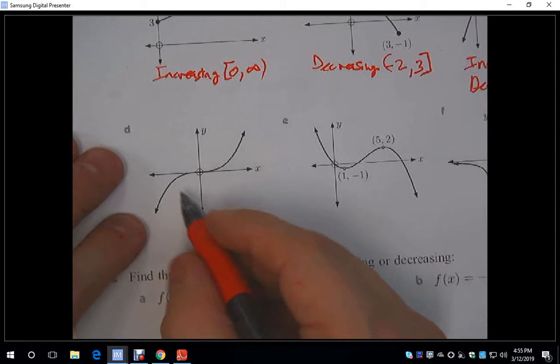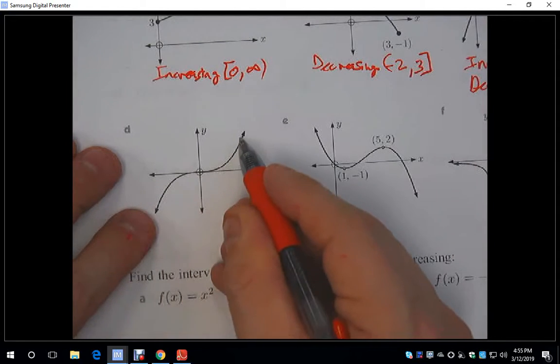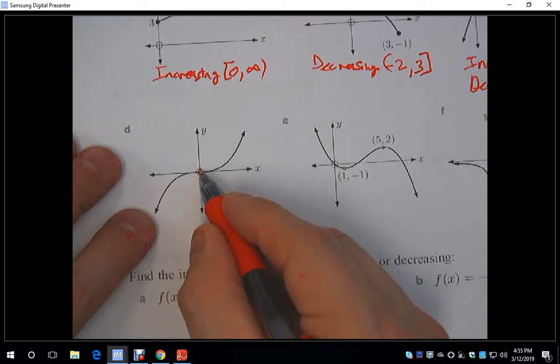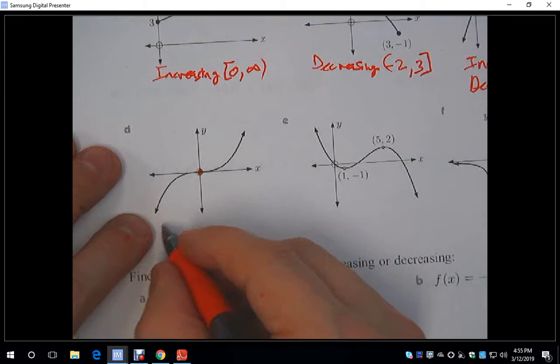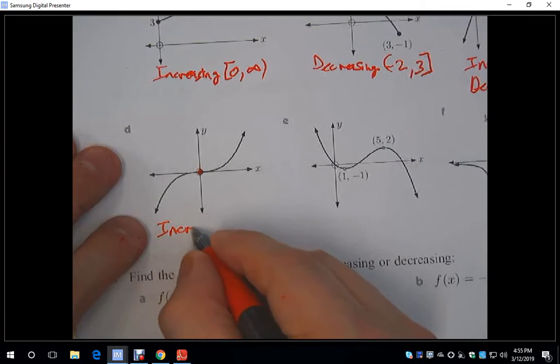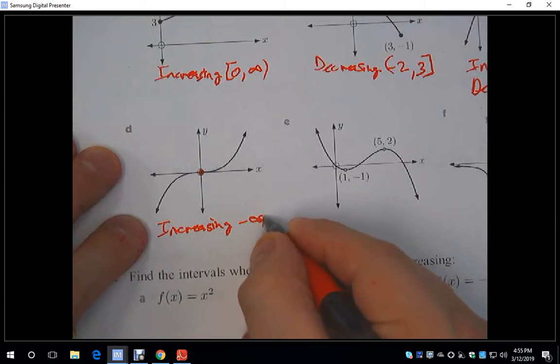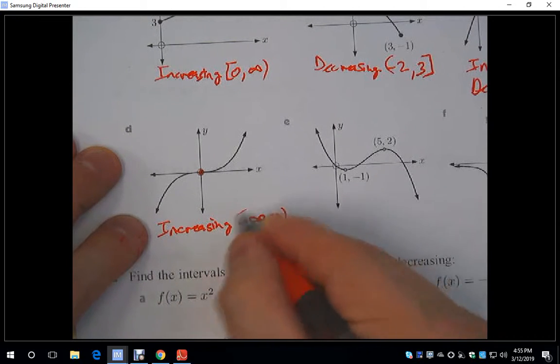If we look at this problem here, we see that the graph is always increasing. Now at this particular point right here, it's a stationary point where the slope is 0, but nevertheless we're going to say that the graph is increasing. We're going to say it is increasing from -infinity all the way to infinity.